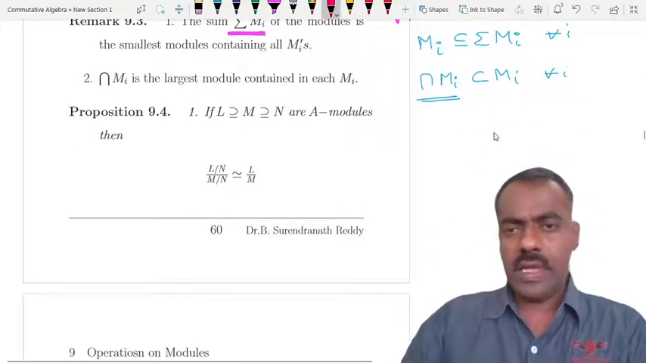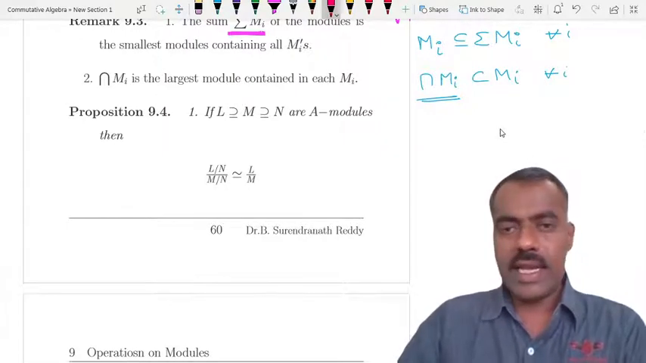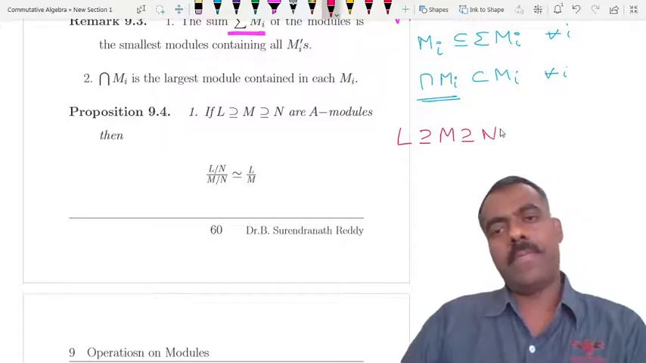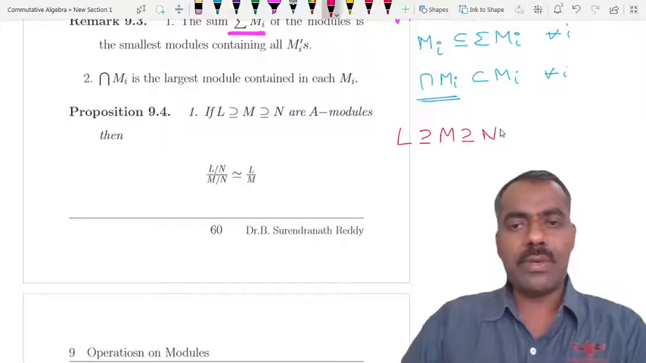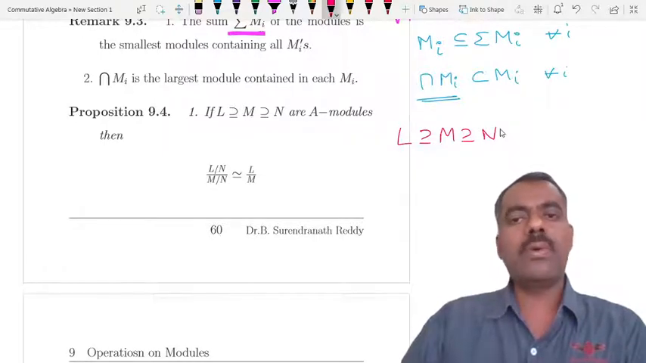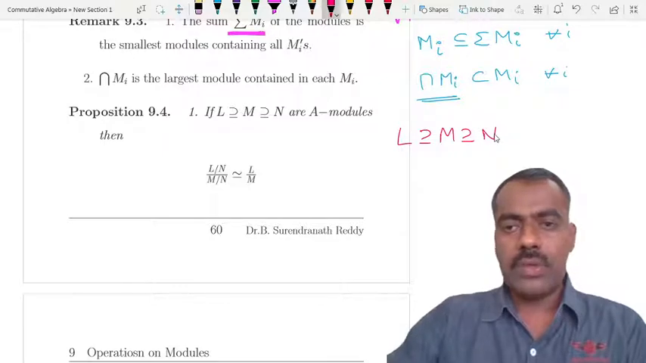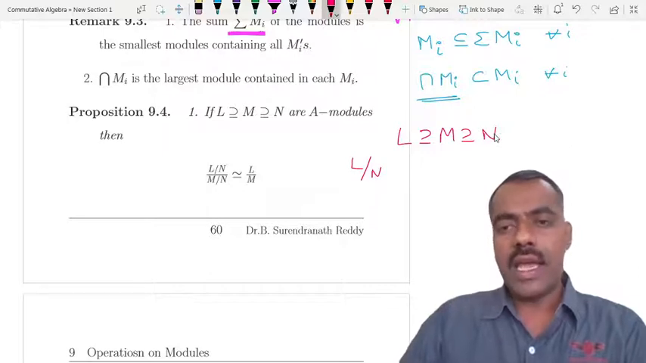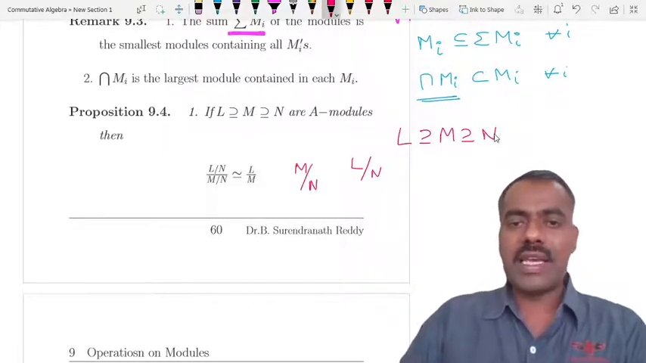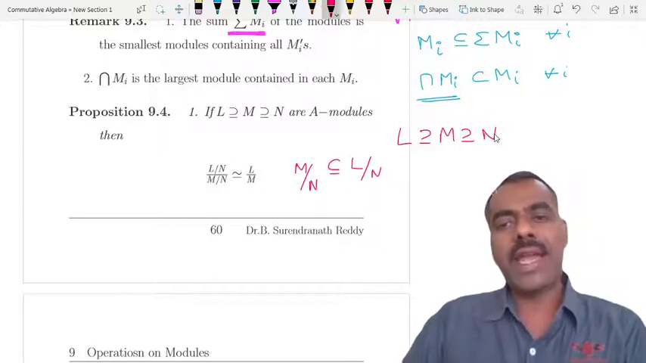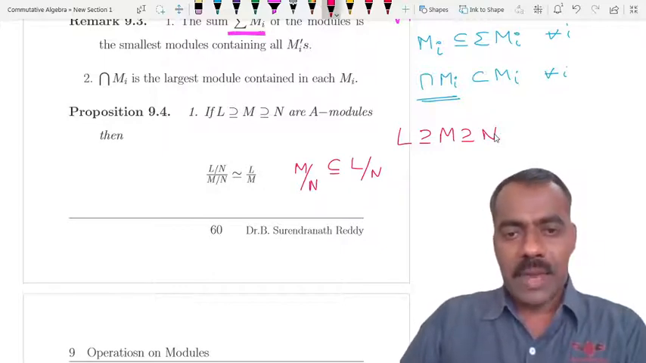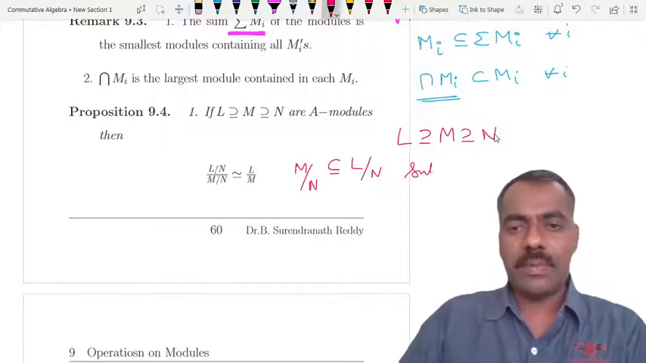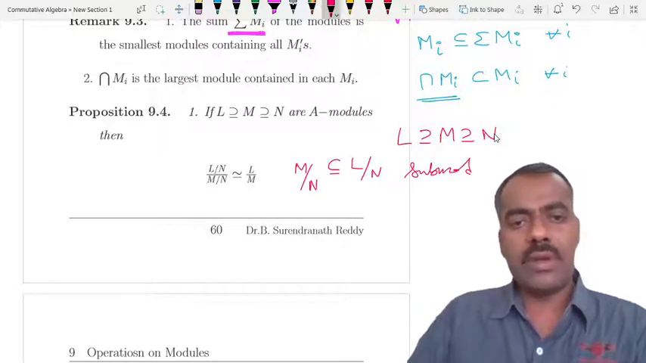And now we will see some interesting results. Take L, an A module, and M, and then N. That means N is a submodule of M and M is a submodule of L. So obviously N is also a submodule of L. So you can talk about L modulo N, similarly M modulo N. Now you can check whether M modulo N is a submodule of L modulo N. Why? Because M is contained in L and contains N. So M modulo N is a submodule of L modulo N.